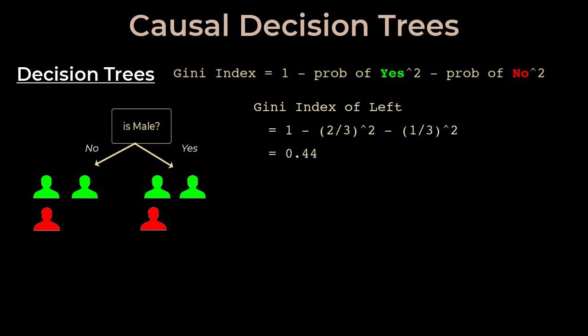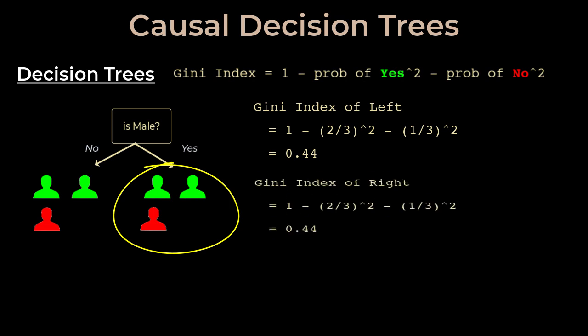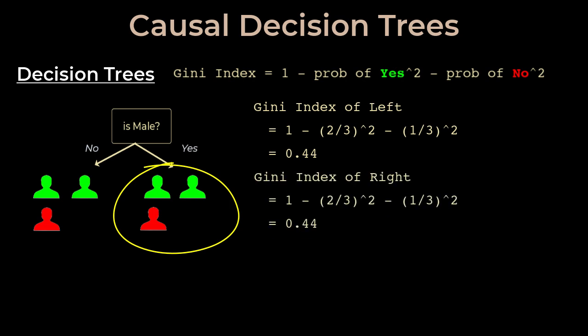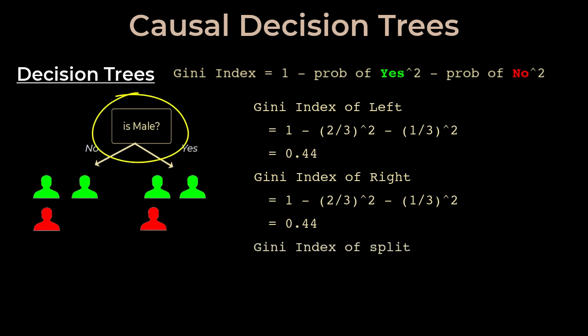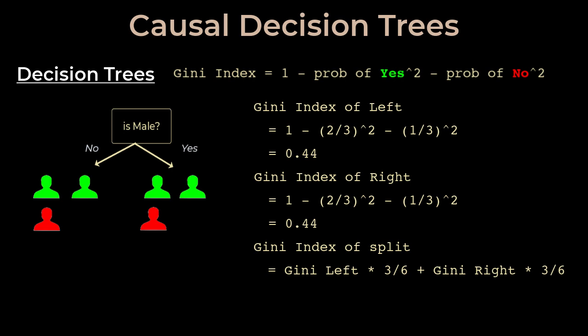Substituting these values, we get the Gini index of the left node as 0.44. And since the situation is exactly the same for the right node, we also get the Gini index as 0.44 for the right node. Now, to compute the total Gini index, we take the weighted average of the Gini indices of the left node and the right node.